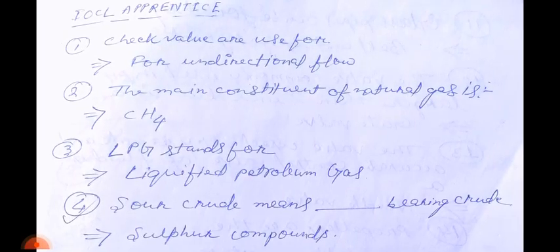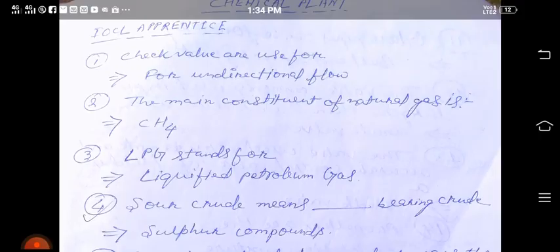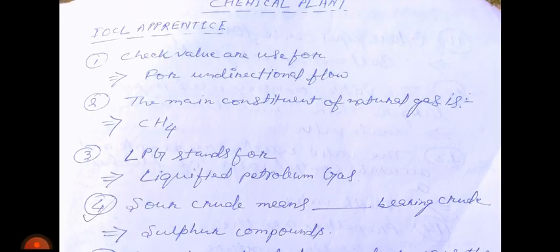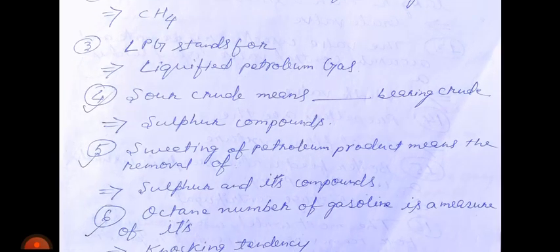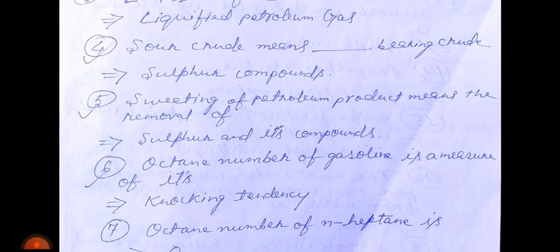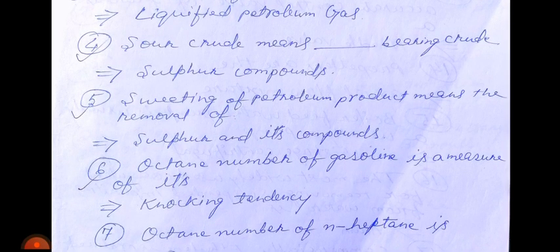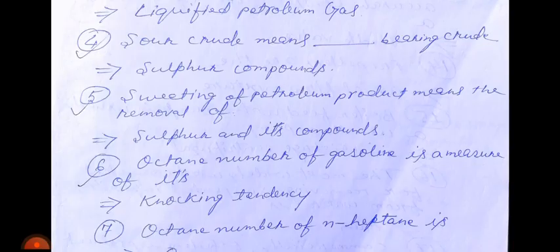Seal valves are used for unidirectional flow. The main constituent of natural gas is methane. LPG stands for liquefied petroleum gas. Sour crude means sulfur compounds bearing crude. Sweetening of petroleum product means the removal of sulfur and its compounds.